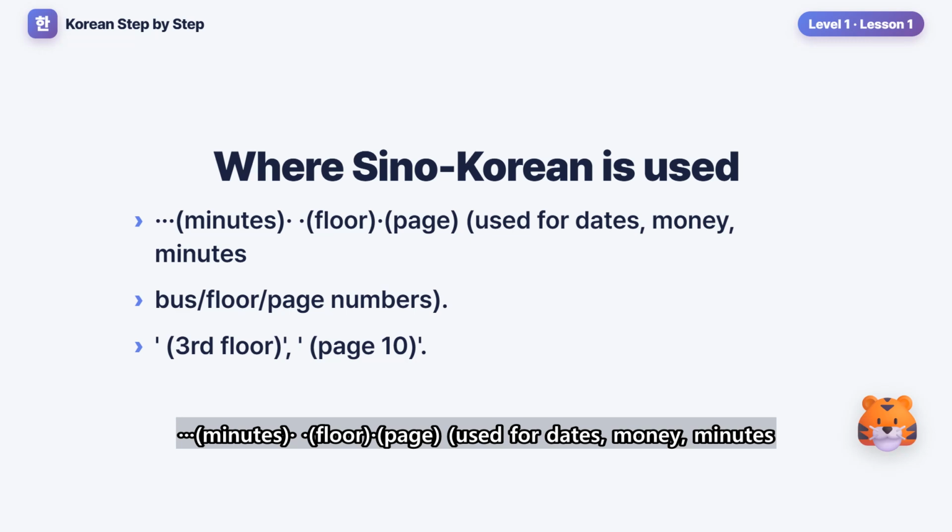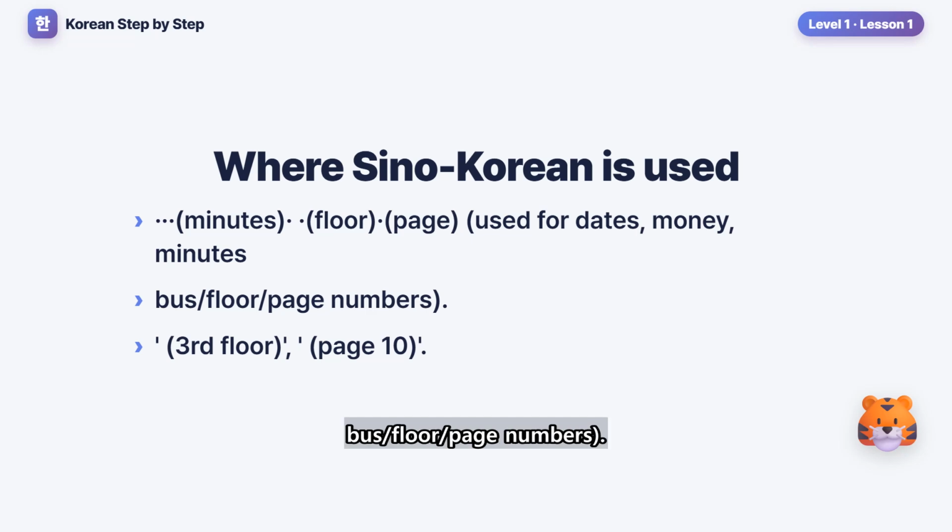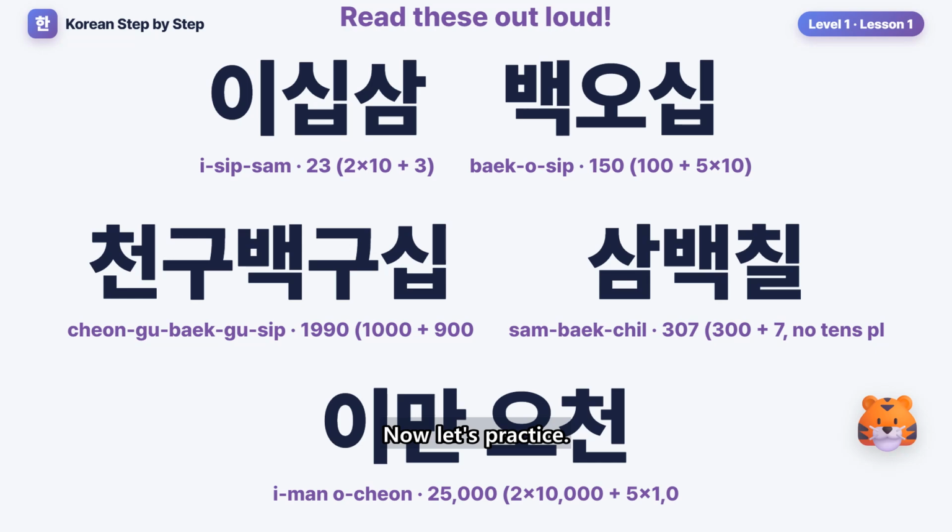Sino-Korean numbers are used for dates, money, minutes, bus floor, and page numbers, like third floor, page 10. Now let's practice. Read these out loud before I do. 23. 150. 1990. 307. 25000. Great job! Try them again on your own.